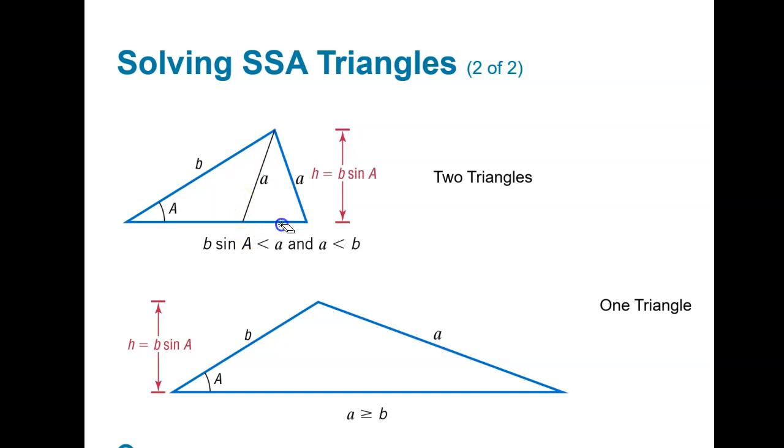That means it's larger than B sine A, but if you rotated this around, it's definitely not as big as side length B here. So when that's the case, we're going to get two triangles. And there again is B sine A.